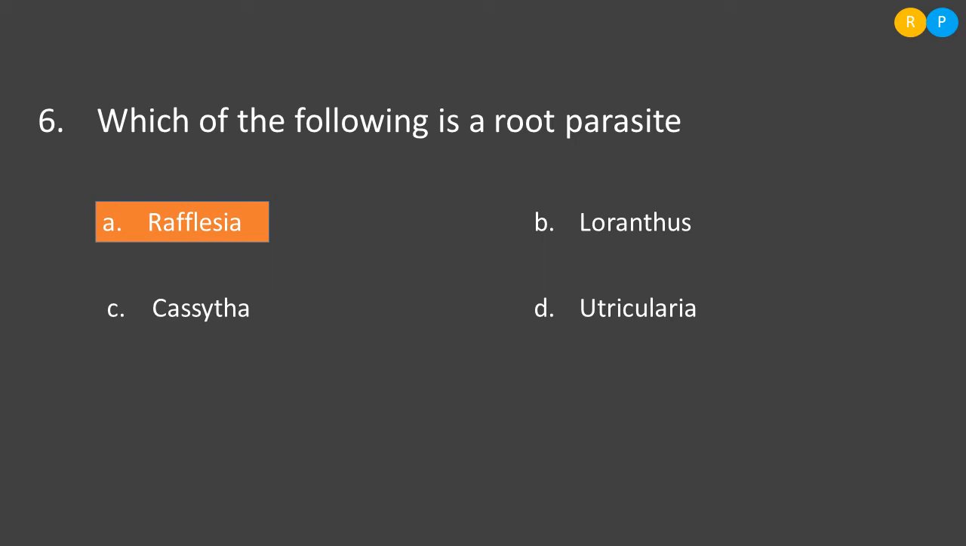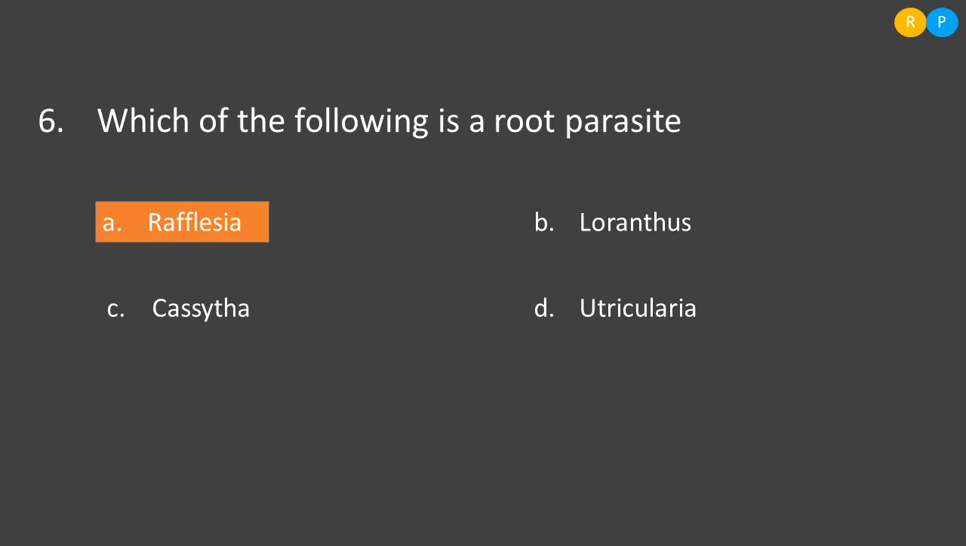Option A, Rafflesia. Rafflesia is a kind of parasitic plant. Depending on the site and duration, a parasite may be a root parasite or a stem parasite. Rafflesia is a plant that forms the largest flower. Clear. This plant is totally parasitic on roots. It is called a root parasite.